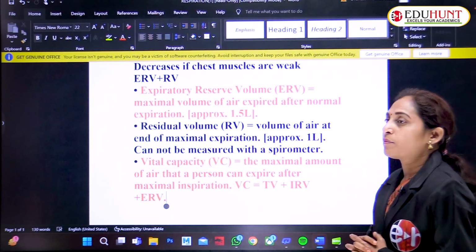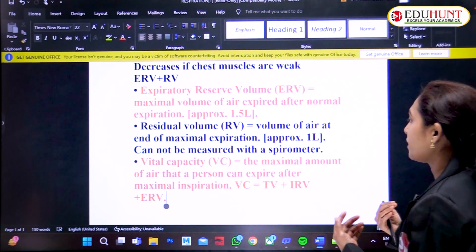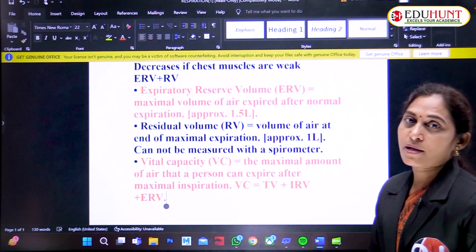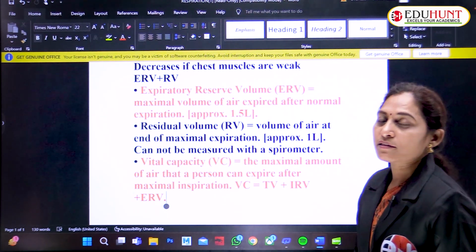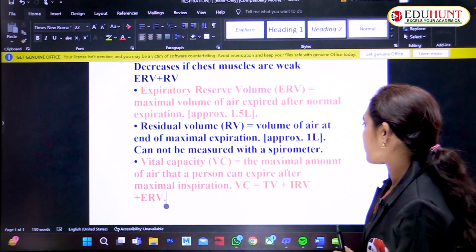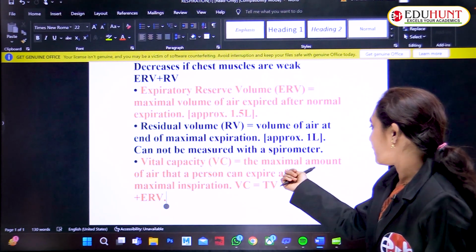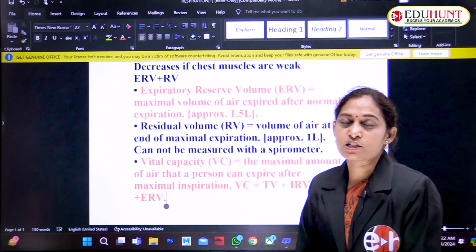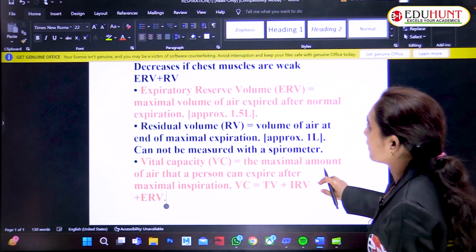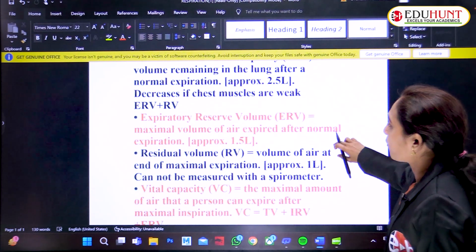Vital capacity is the maximal amount of air that a person can expire after maximum inspiration. Until now we saw expiration. This is the inspiration. Vital capacity is the maximal amount of air that a person can expire after maximal inspiration. Vital capacity is the sum of tidal volume plus IRV plus ERV: inspiratory reserve volume and expiratory reserve volume, plus tidal volume. Remember these points.